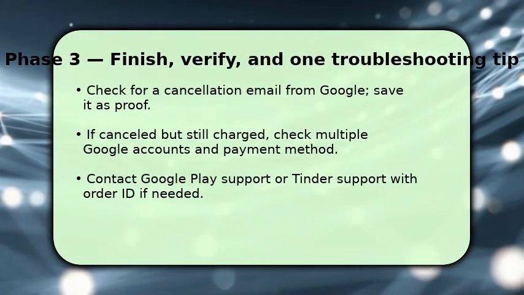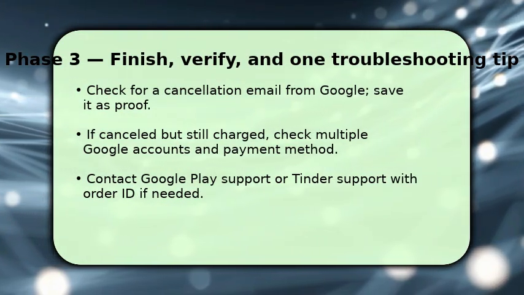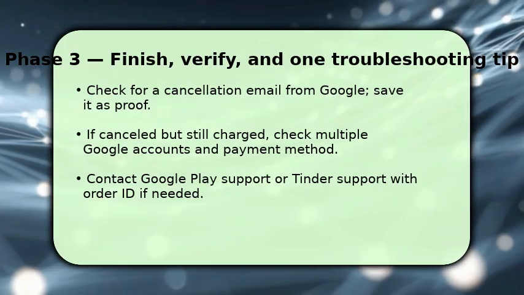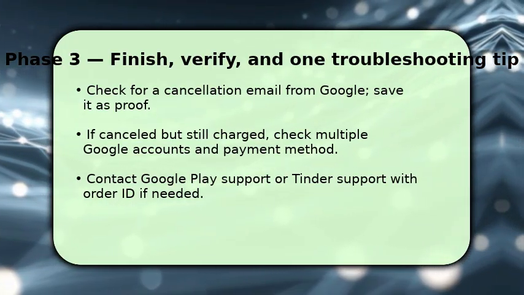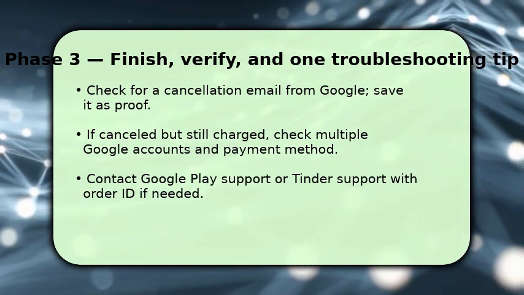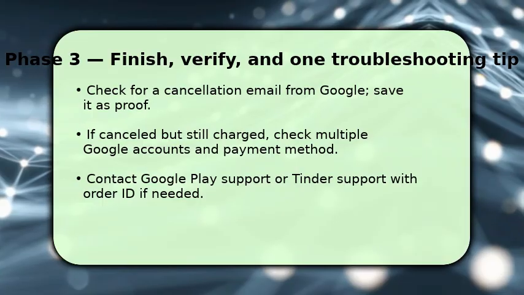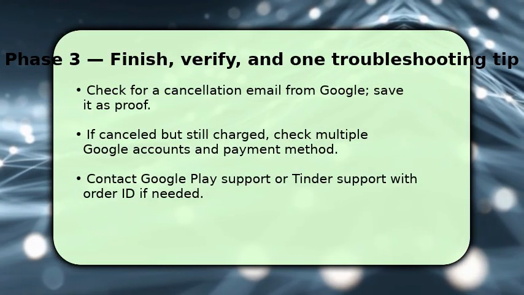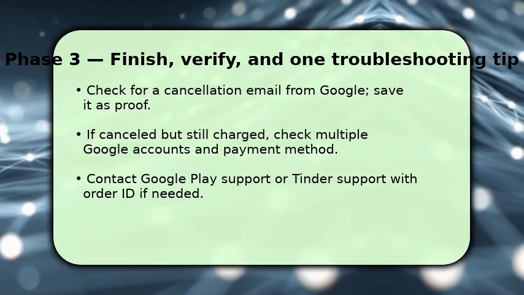You finish by checking your email for a Google Play cancellation receipt. This is your proof. If you don't get one, open Play Store again to verify Tinder no longer appears under subscriptions. If you still see charges, make sure you check the correct Google account and the card used for payment. People often have multiple accounts.